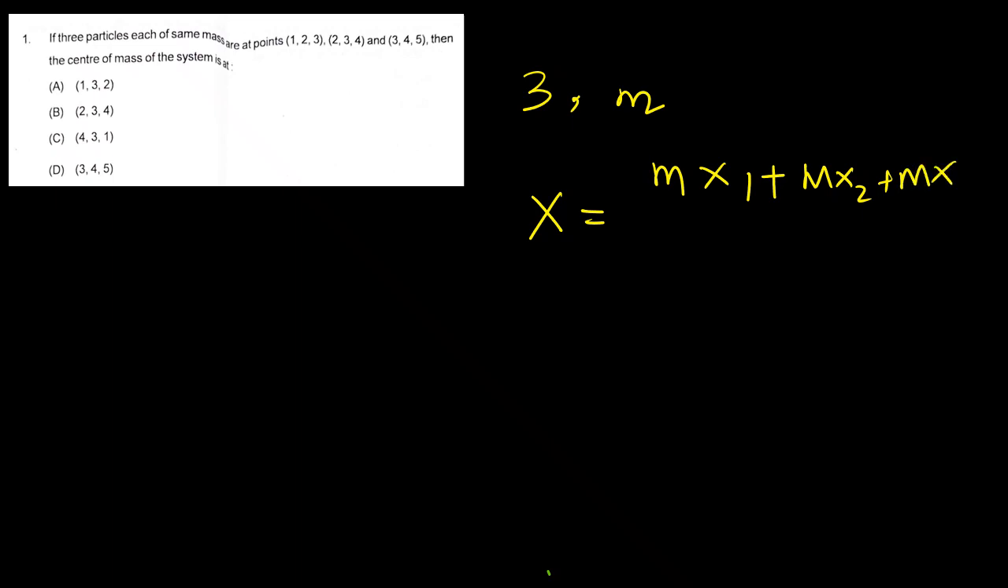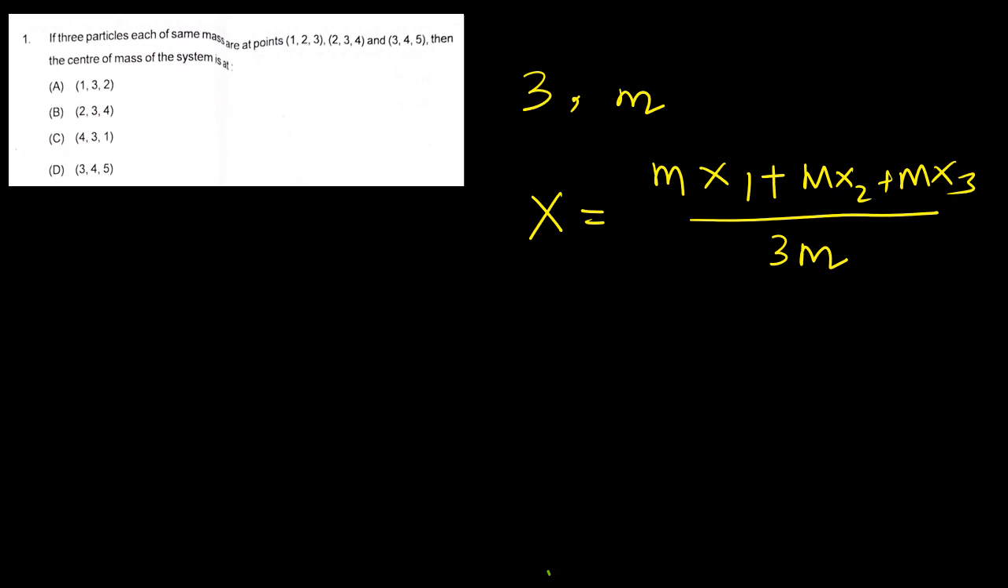There are three same mass objects whose center of mass needs to be calculated. For example, if you calculate the coordinate of the center of mass, the formula, as the masses are the same, is mx1 plus mx2 plus mx3 divided by the total mass. This is the standard formula.